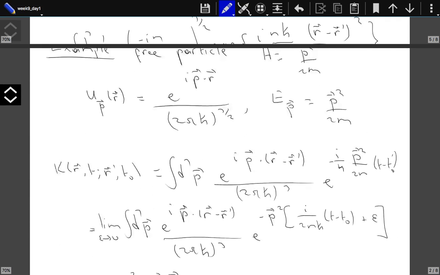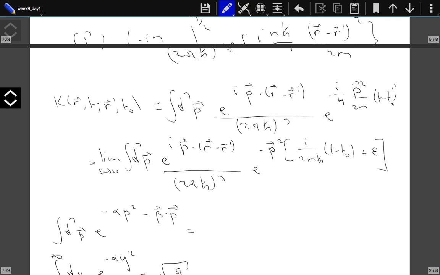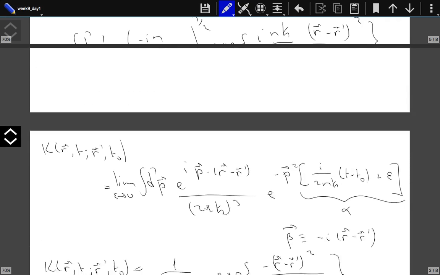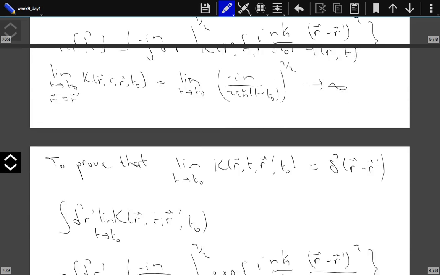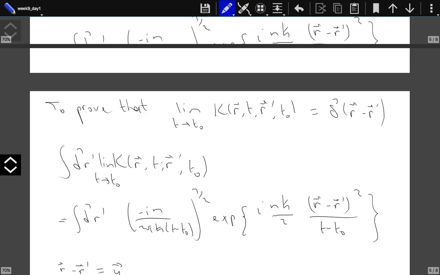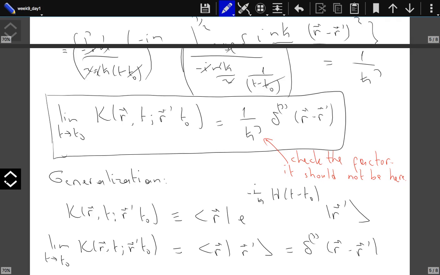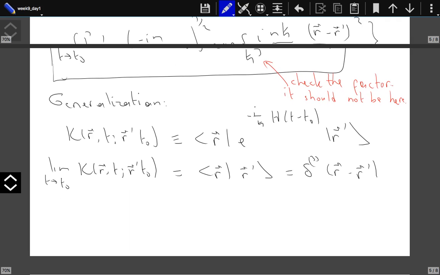But this was a simple example where we determined this K for the free particle. Then we asked, what does it correspond to? We had seen that it's actually the solution of the time-dependent Schrödinger equation with an initial wave function that is just a Dirac delta. Okay, there's a problem of factors over there which we should fix.